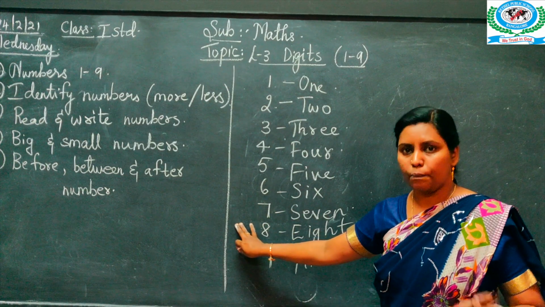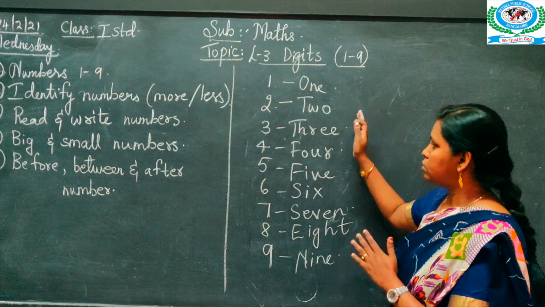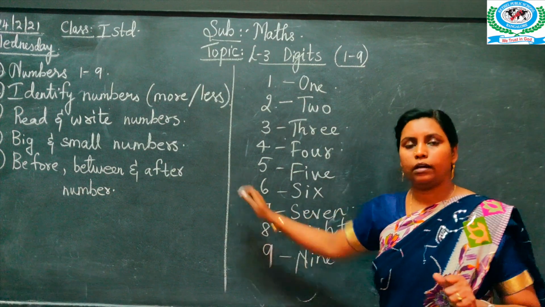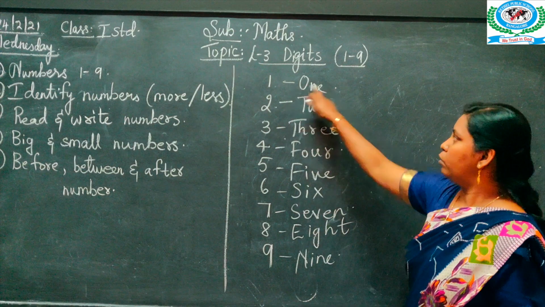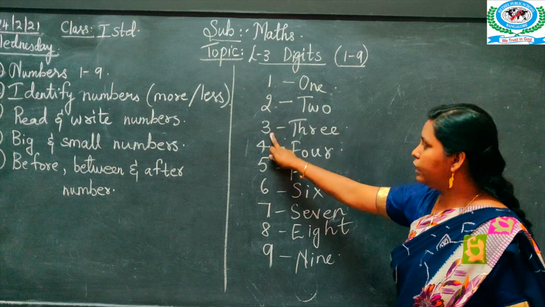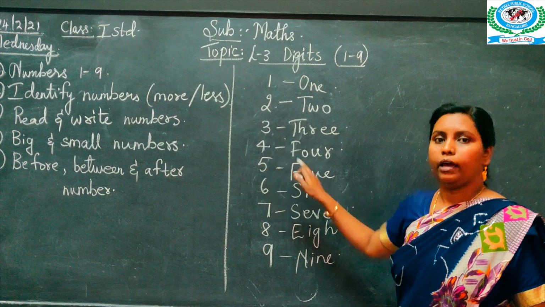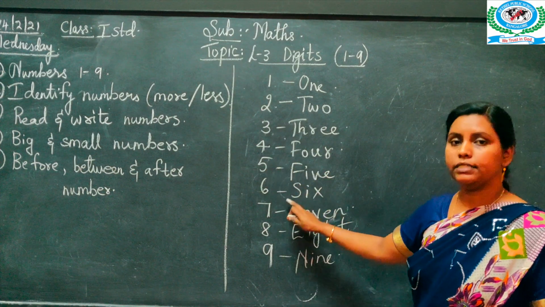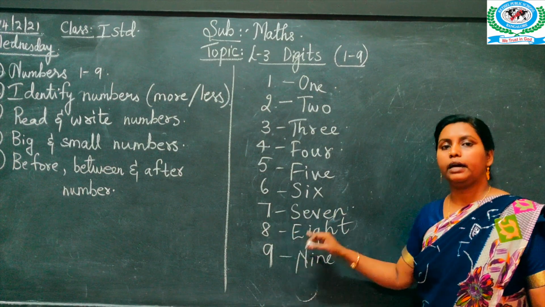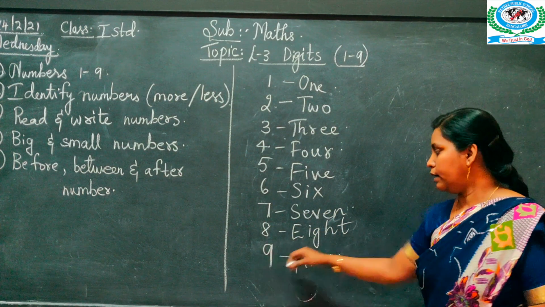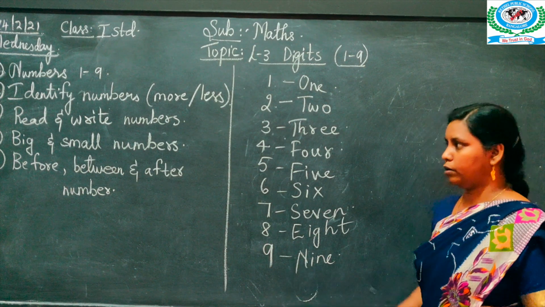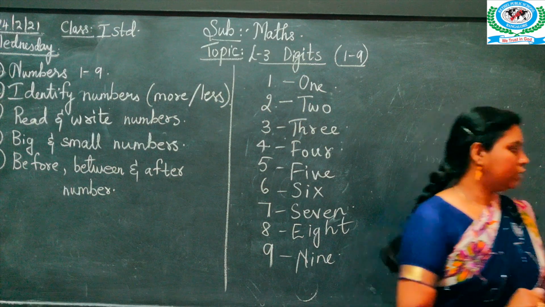in the digit form. So this is words and this is numbers written in digits. Understood, children? So ONE 1, TWO 2, THREE 3, FOUR 4, FIVE 5, SIX 6, SEVEN 7, EIGHT 8, NINE 9. Understood? Okay, now we'll move on to the fourth subunit.